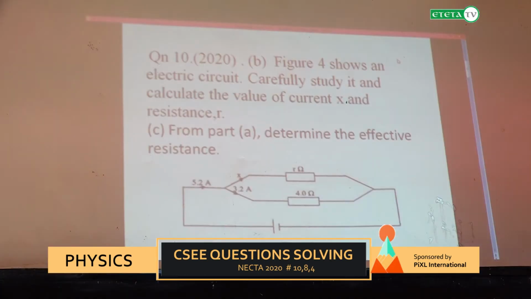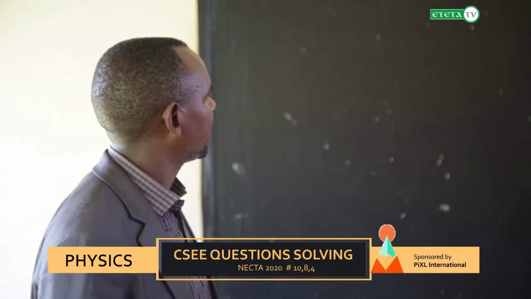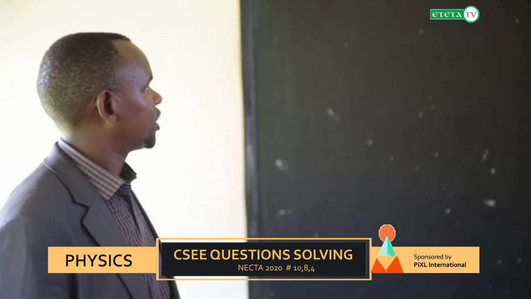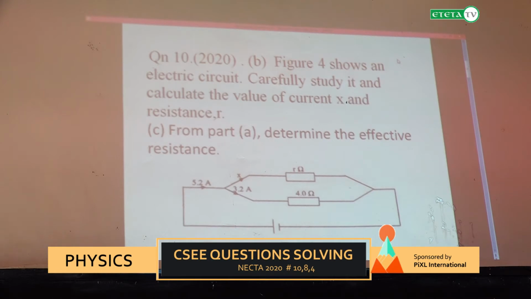Have you seen the circuit? Here our circuit shows there is a symbol of EMF. The circuit also shows a total current, which is 5.2 ampere. There are two junctions and two resistors connected in parallel. You have resistor R, which is unknown, but you have a resistor which has a resistance of 4 ohms.